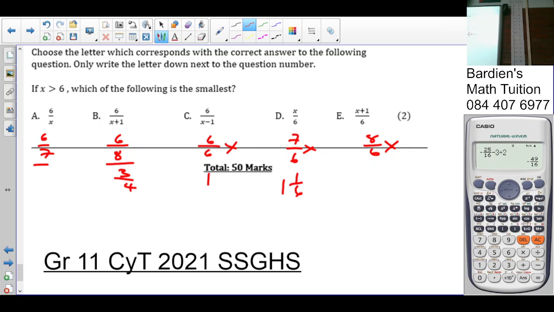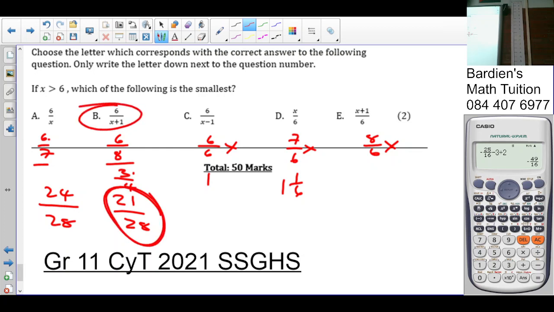So what I do is I convert my denominators first. So it's 7, 14, so 28 is my LCM here. So I times that by 4, so it's 24. And you're going to times that by 7, 21. So this one is the smallest value. So B is the answer.